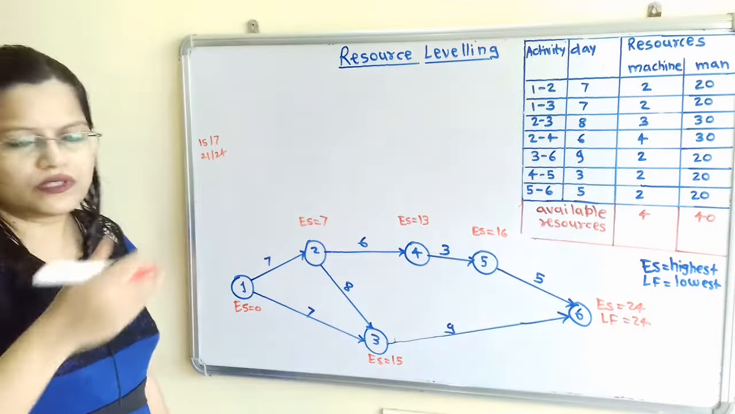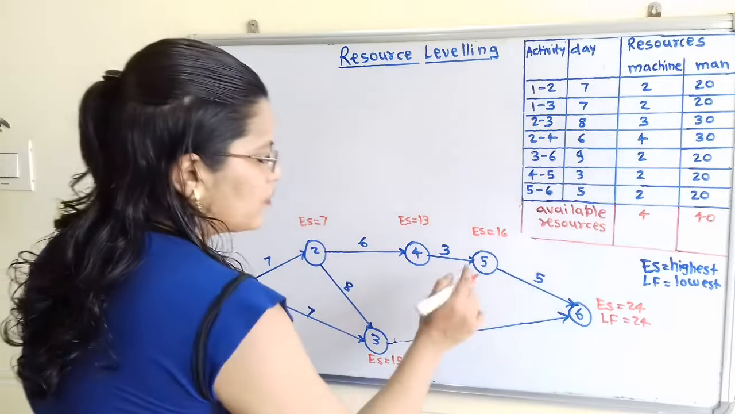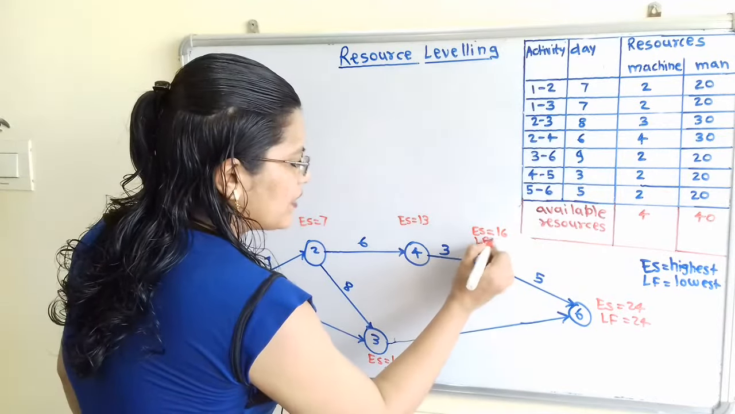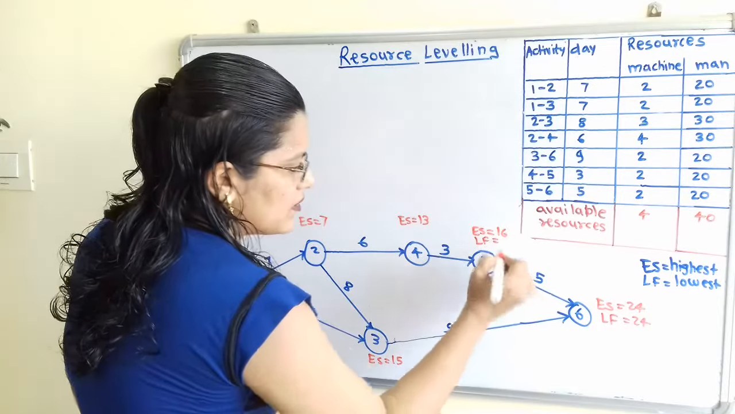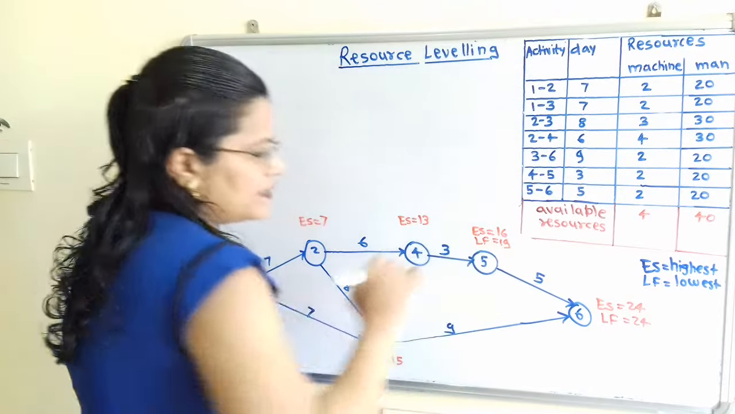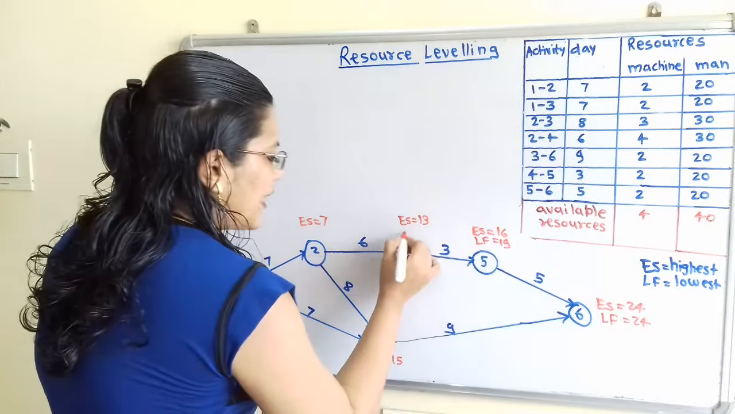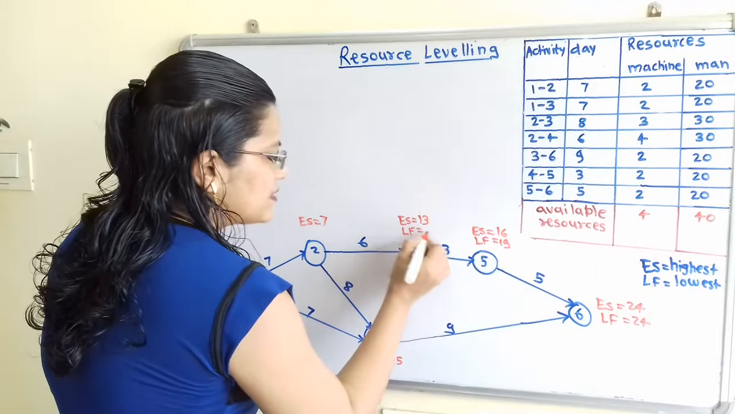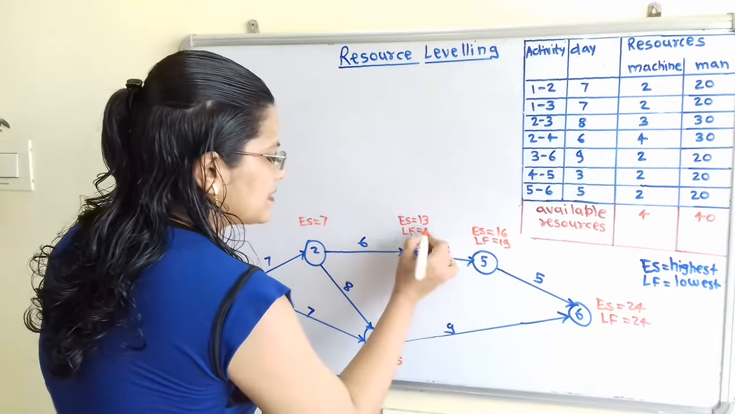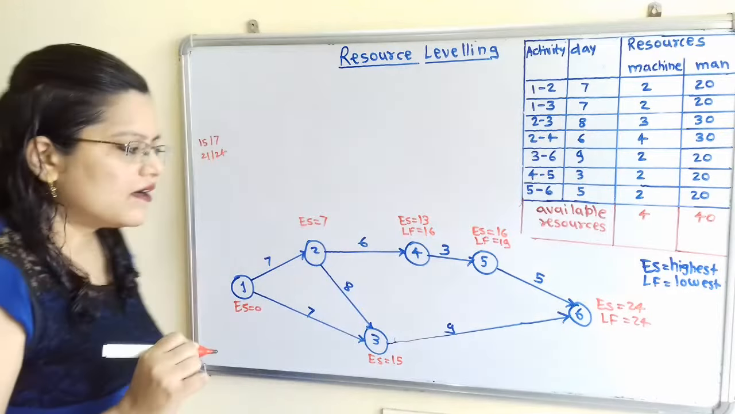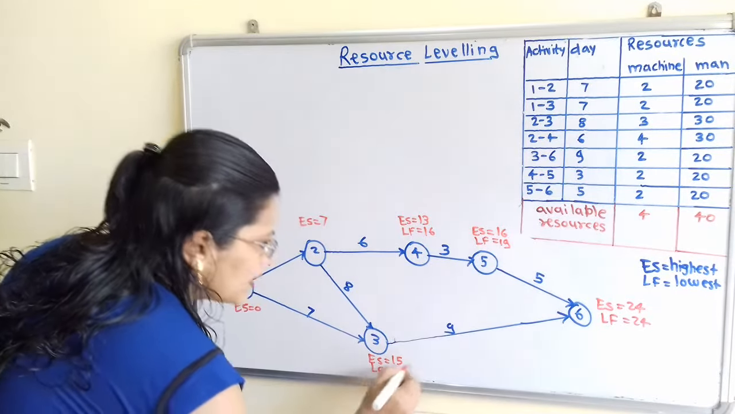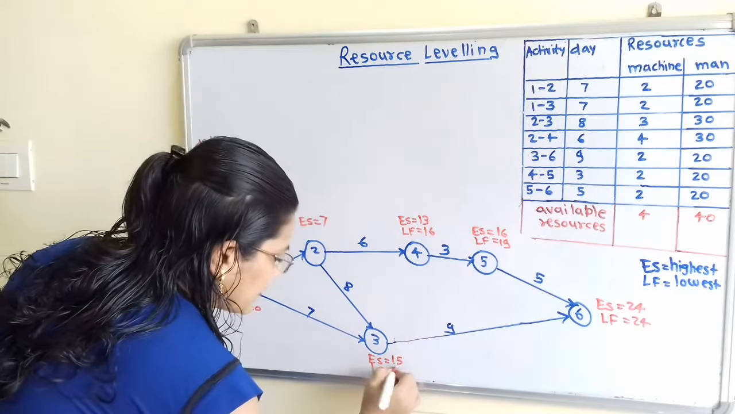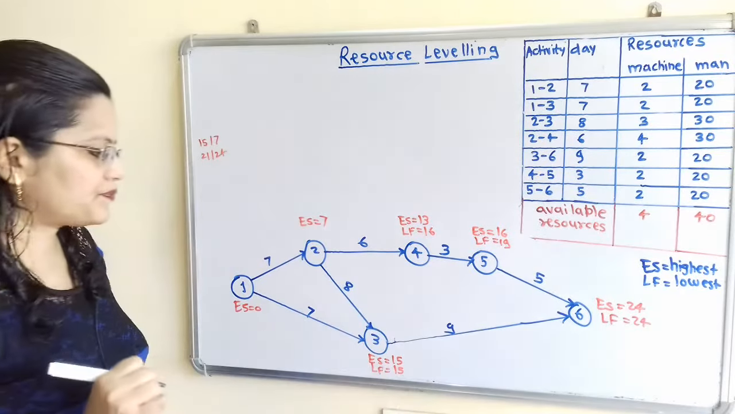Now we will move to the backward side. First node 5. What is the value of LF? 24 minus 5, that is 19. Then at node 4, LF is equal to 19 minus 3, that is 16. Then at node 3, LF is 24 minus 9, that is 15.